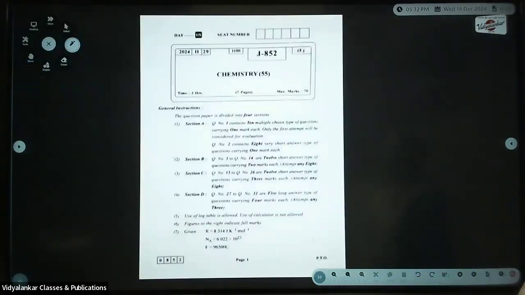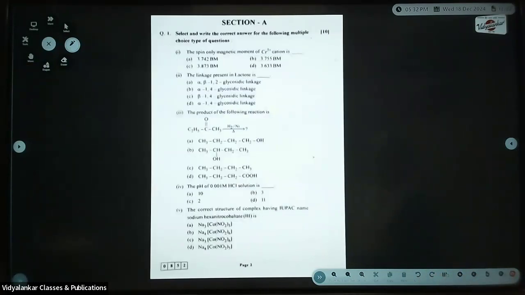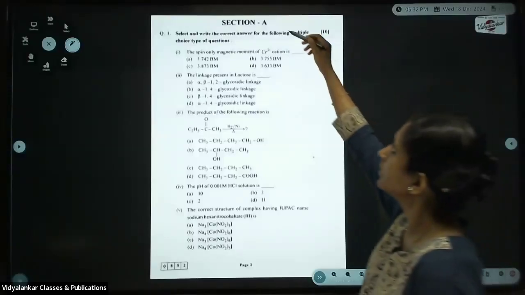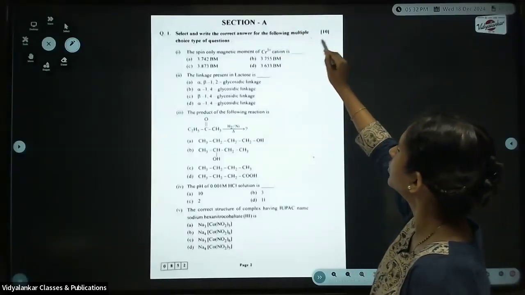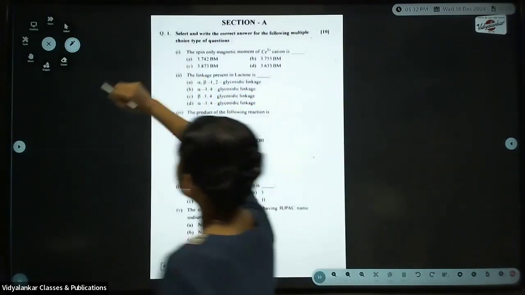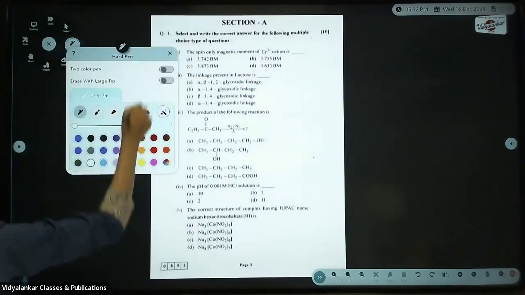So this is the March 2024 board's question paper. For your reference, here it is attached. As I said, Section A is 10 marks, which is what? MCQs.